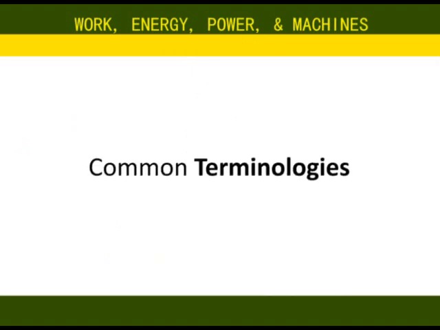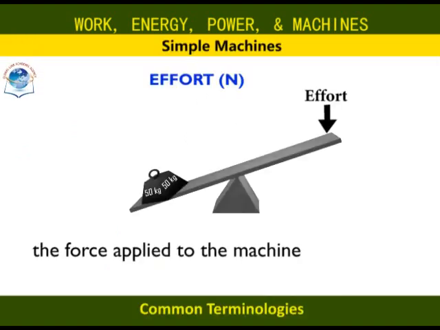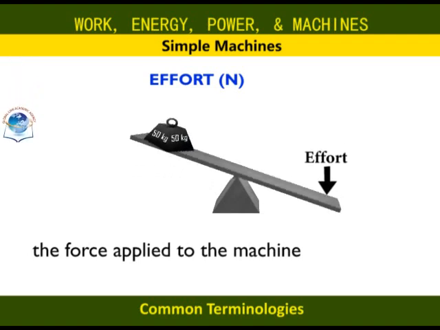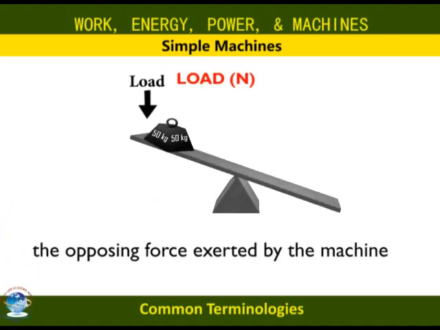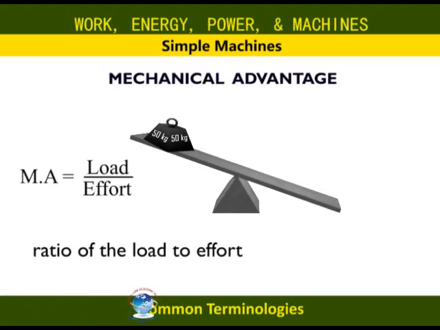But let's first talk about some common terminologies. Effort is the force applied to the machine. It is measured in newtons. Load is the opposing force exerted by the machine, and it is also given in newtons. Mechanical advantage is the ratio of the load to effort. Since it's a ratio of 2 similar units, mechanical advantage is unitless.